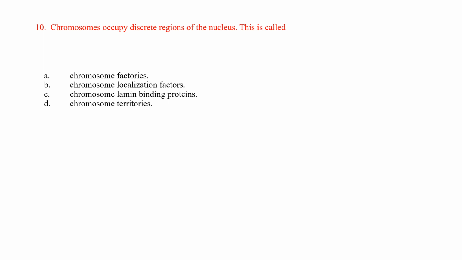Number 10, chromosomes occupy discrete regions of the nucleus. This is called A, chromosome factories, B, chromosome localization factors, C, chromosome lamin-binding proteins, or D, chromosome territories. Answer number 10 is D, chromosome territories. This is actually textbook: the regions that chromosomes occupy are simply termed chromosome territories.